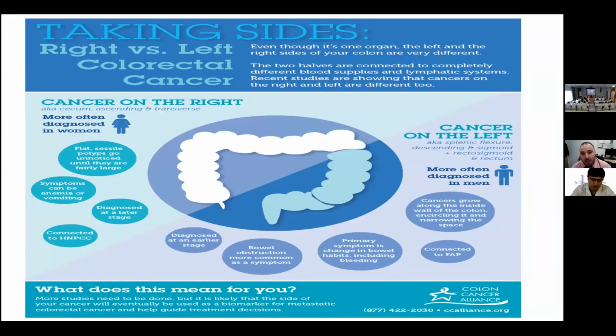Same thing, there's a huge difference when we're talking about colonic cancer, whether the colon cancer is situated on the left side or on the right side. As you can see, the symptoms can be different, as well as the leading factor from which the colon cancer develops on the right side or on the left side.